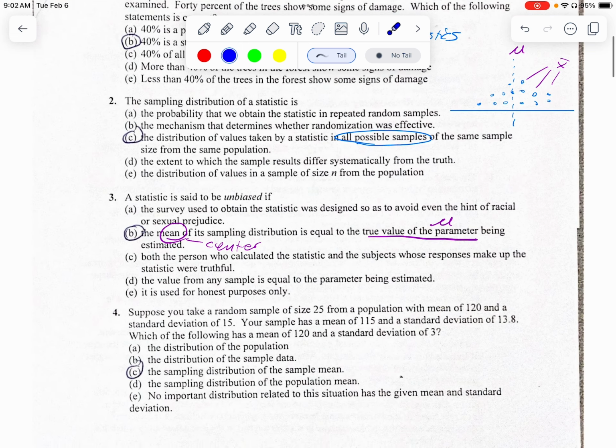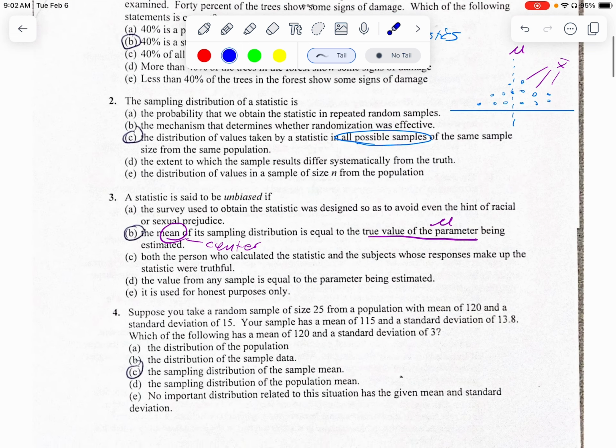These other answers are distracting. Like you're thinking of bias as maybe like a human bias here, like being honest, being truthful. That's not what this means. It means the method itself, like taking the numbers randomly and adding them up and getting an average. That method results in a distribution where the center is located at the parameter.